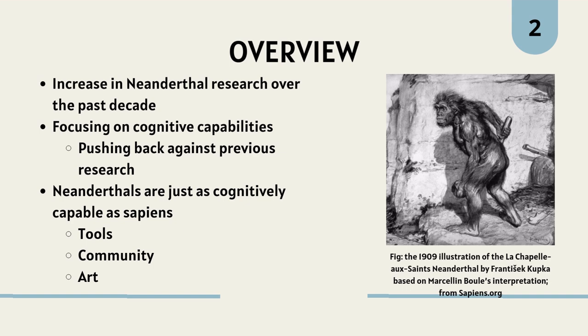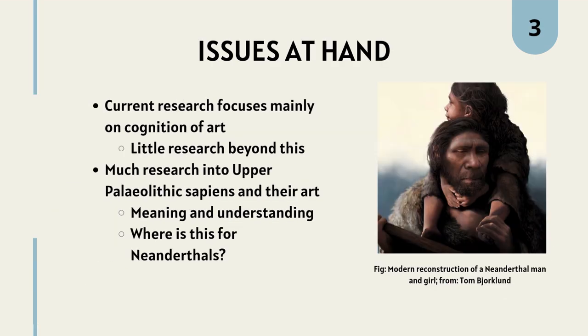After this, many have come to the conclusion that Neanderthals were just as cognitively capable as sapiens. They could make equally complex tools, could organize in equally large communities, and could create equally intricate art. However, there are still some issues when it comes to this research. Mainly, it tends to focus only on the cognition of Neanderthal art.